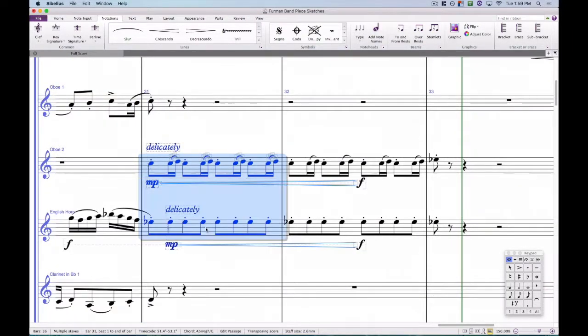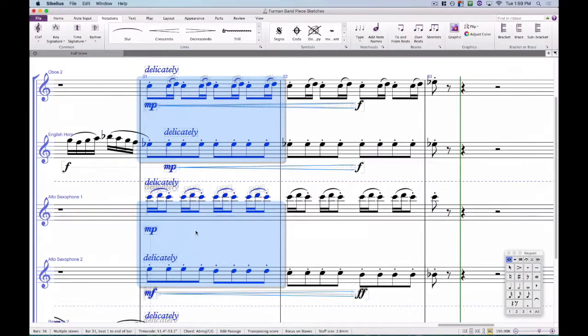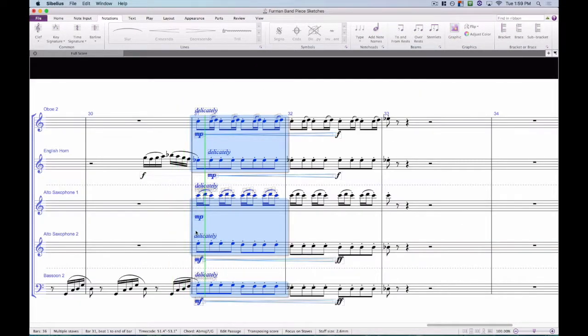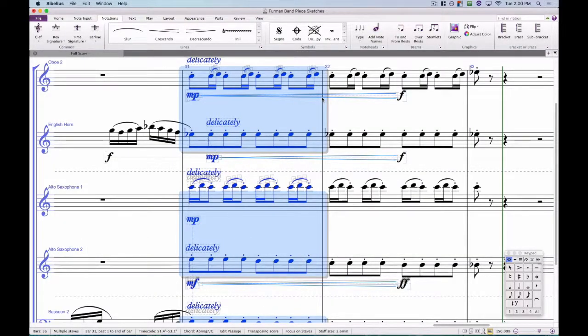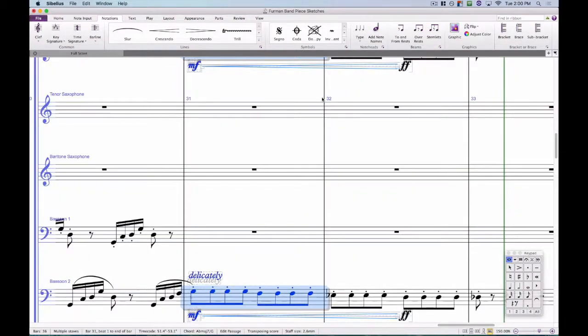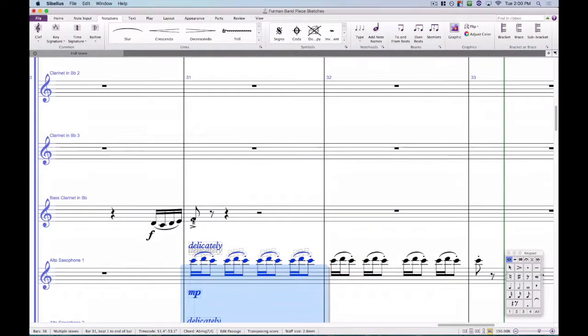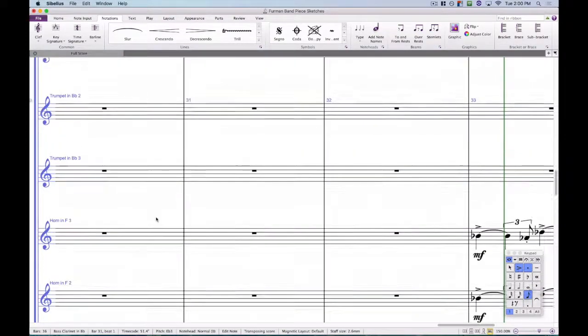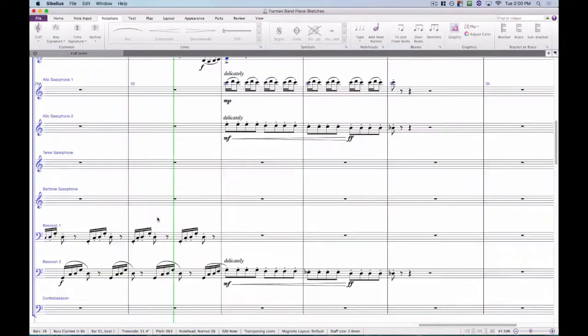Oh yeah, and we have English horn. Sounds like this. Right. And in combination with the brass, who are playing chords. Right.